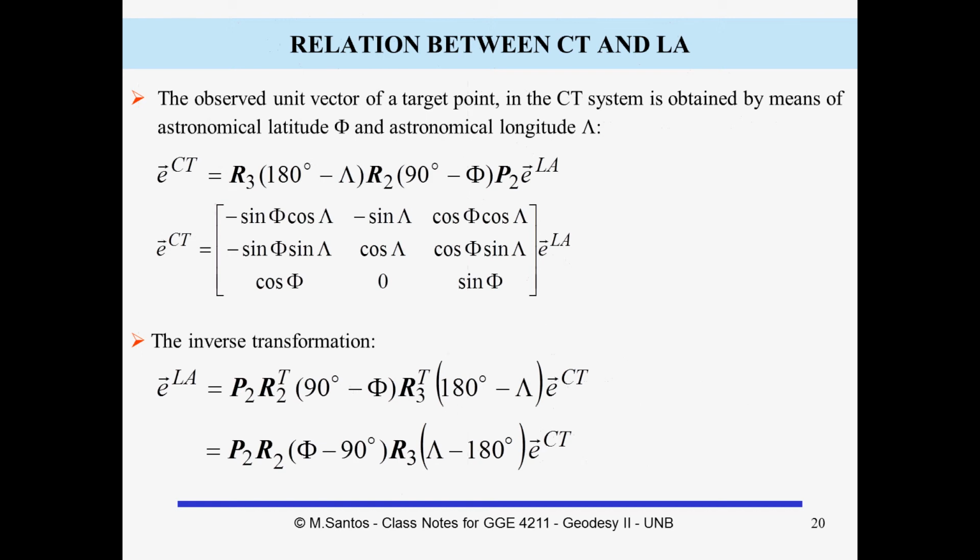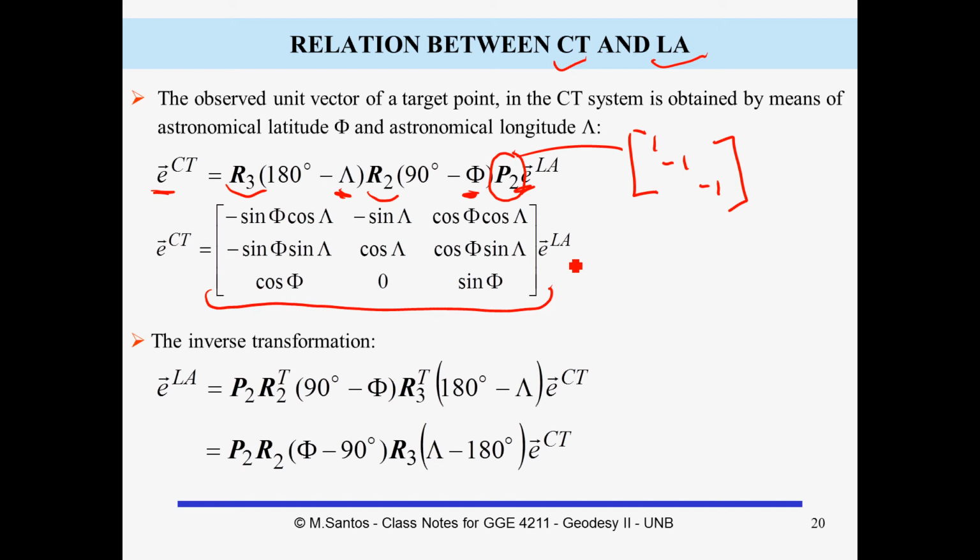So, how do we relate conventional terrestrial with the local astronomical? And again, we are talking about unit vectors, but this relationship can be applied also for vectors with a scale. So first of all, we have to apply a reflection matrix P. If you recall, this matrix just changes the polarity of the y-axis. Then we have two rotations. One rotation has as its argument the astronomical latitude. The other is the astronomical longitude. So if you develop this expression, this is the full-blown rotation matrix that we have.